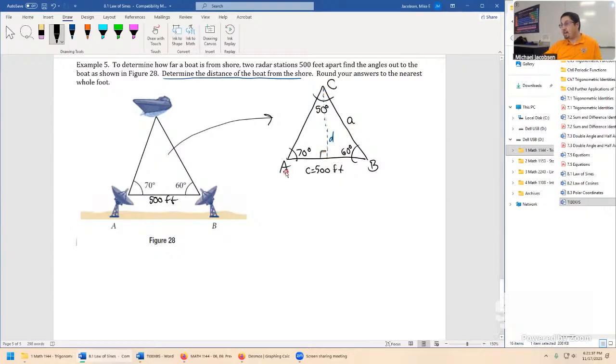Lowercase a should be opposite of the angle A, like you said, and lowercase b should be opposite of the angle B. That's going to make this problem a lot easier to put together. Other questions at the moment?